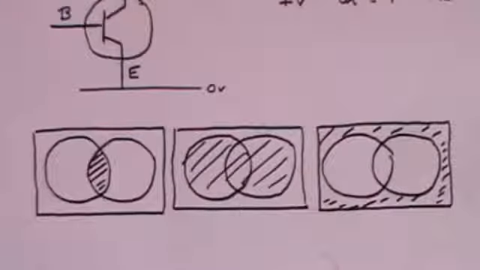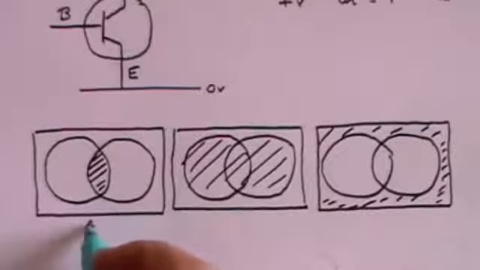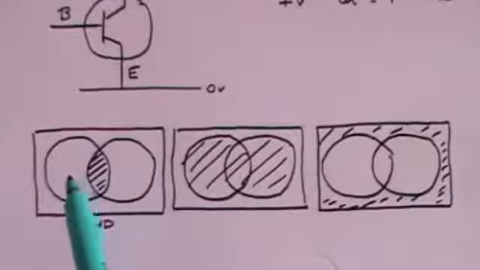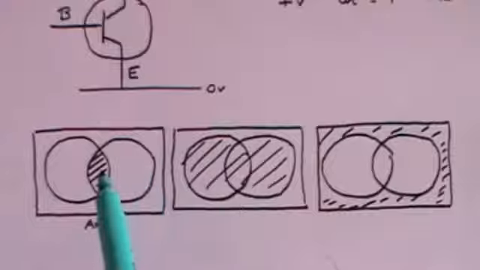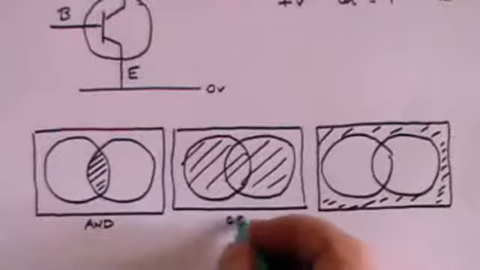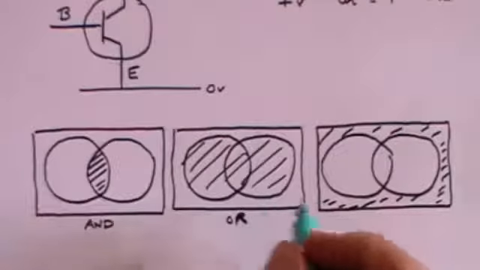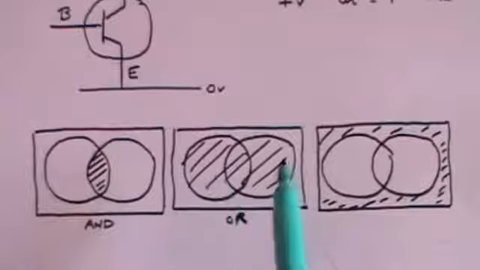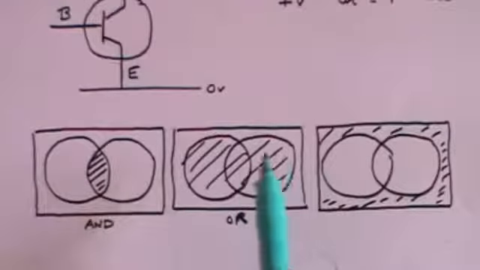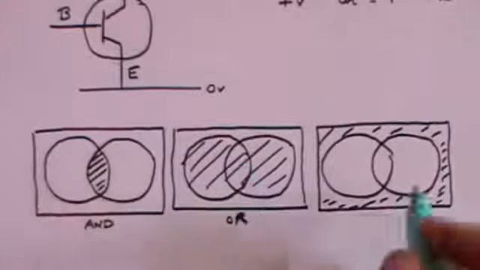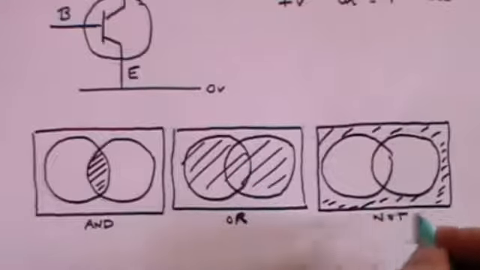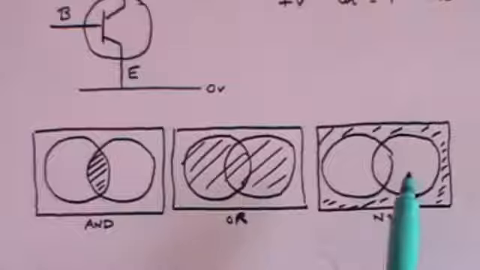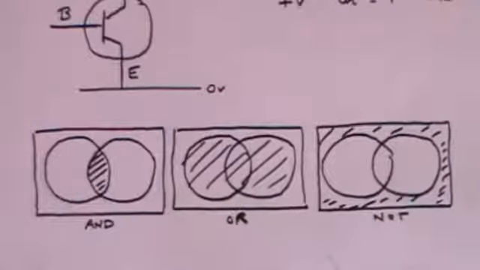And in terms of logic, this is known as an AND, because what we're saying is red jackets and black shoes. This is known as OR. In other words, either you're wearing red jackets or you're wearing black shoes, or maybe you're wearing both. And this is known as NOT. That is to say, you're not wearing a red jacket or black shoes or both.